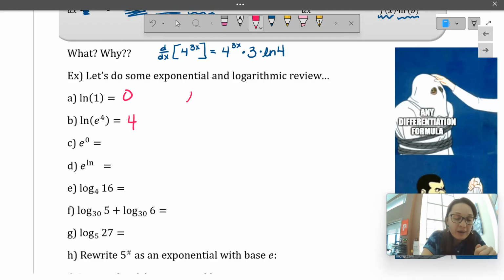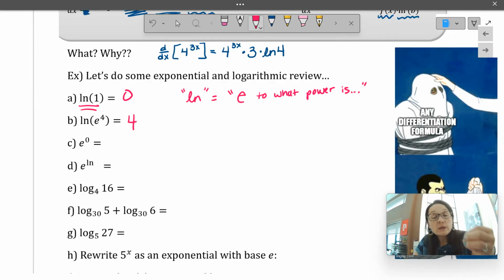Now, how come? It's because when you type the ln button into your calculator, it reads that as e to what power is. So when you type ln 1 into your calculator, you're asking your calculator, e raised to what power is going to be 1?